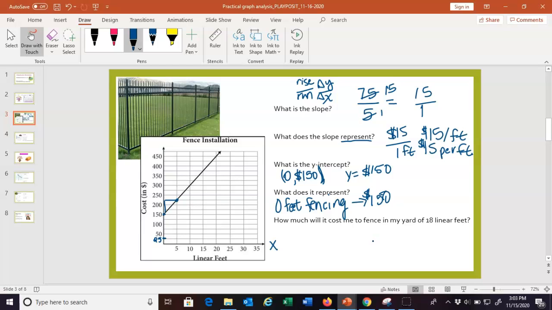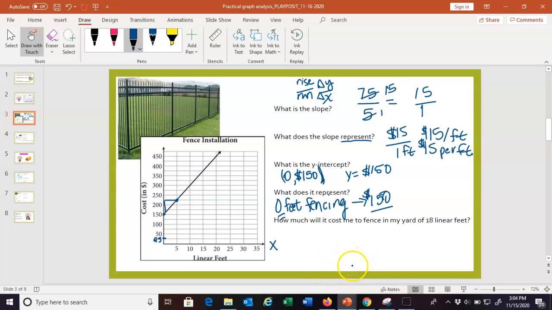Maybe it's just an initial fee, like, to get my business, you have to pay this fee for me to come out to your house, assess your project, and give you a quote. A lot of times companies will do that. But no matter what, up front, before you even decide how many feet of fence you need, you're going to have to pay them $150. So it's sort of that initial cost because feet is 0.